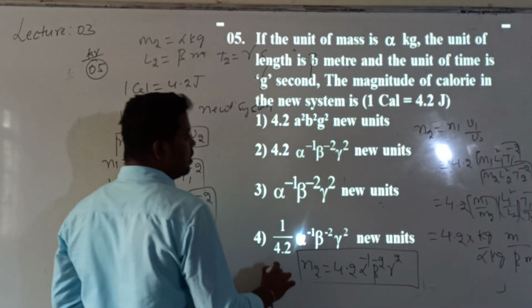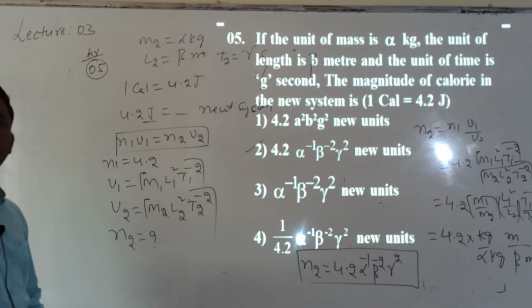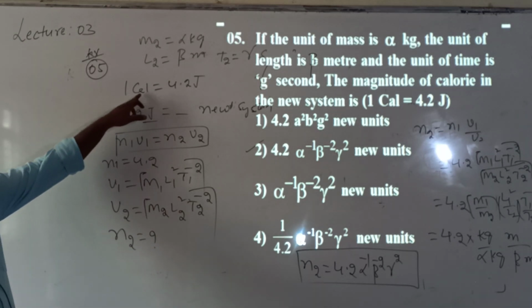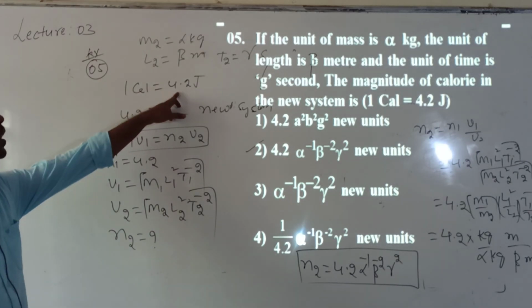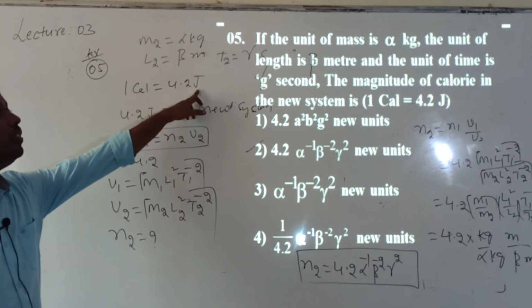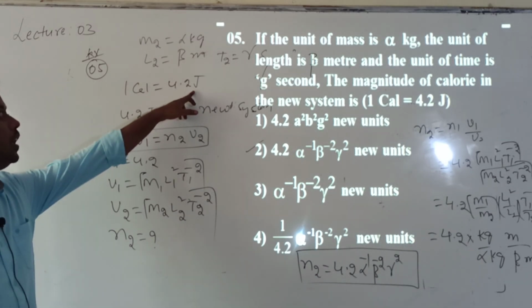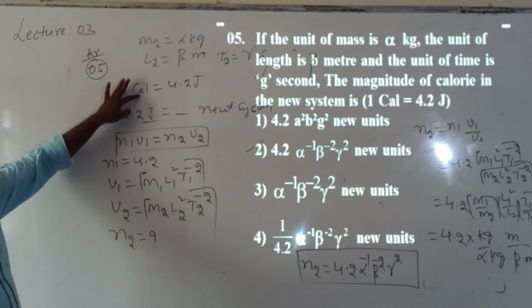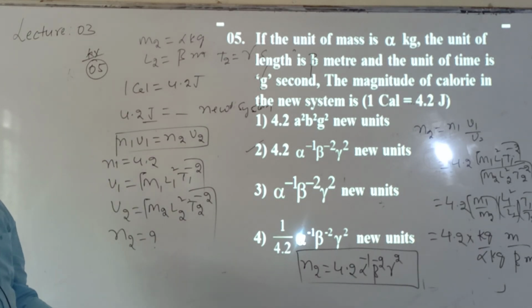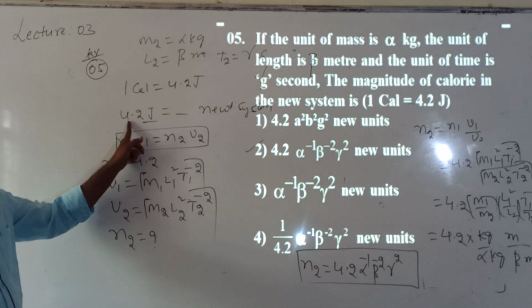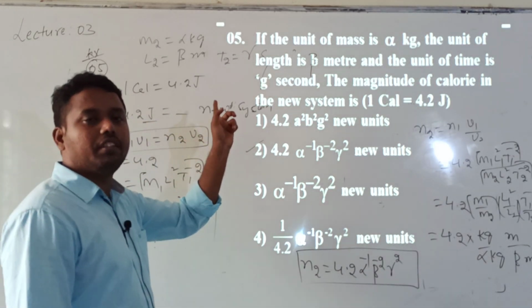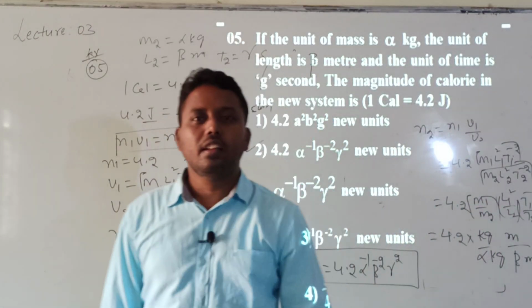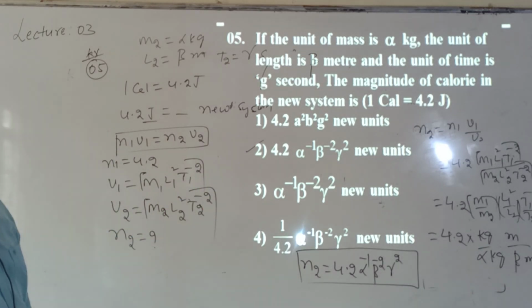Which option? The second option. A very, very important question. Many will get confused here: they will take the calorie as 4.2 joules, take the N2 value as 4.2, and write the U2 value as joule. Here they will take the N1 value as 1 and the U1 value as calorie. What do we want to calculate? 4.2 joules is the 1 calorie value. That 1 calorie value I want to calculate in which system? In that new system I want to calculate. Understood? So this is question number 5.